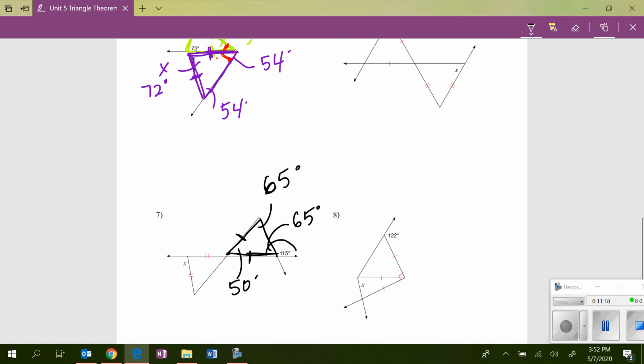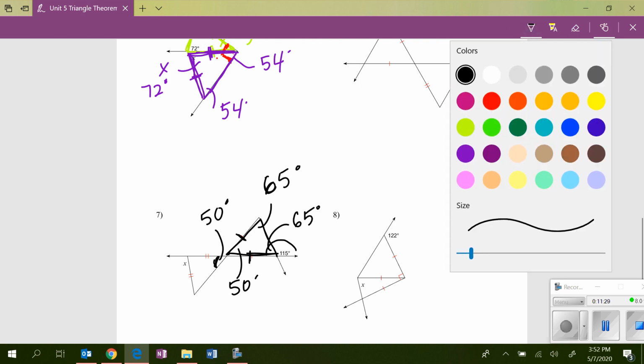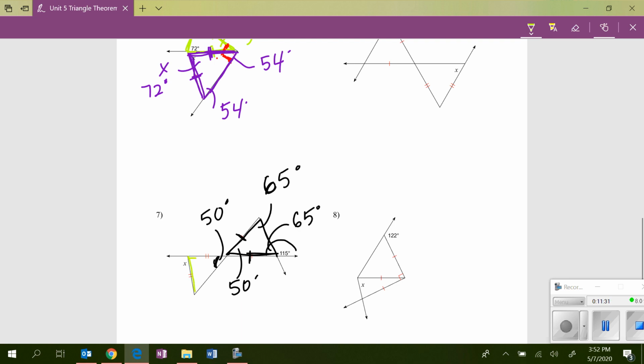Now I've got a vertical angle here to my 50. So that means this one is also 50. Now I have another triangle here that is also an isosceles triangle because of these markings. If this one is 50, this one is also 50. Okay. Now we could go ahead and take 2 more steps to solve for my last angle of my triangle here, and then this angle here by using supplementary angles.